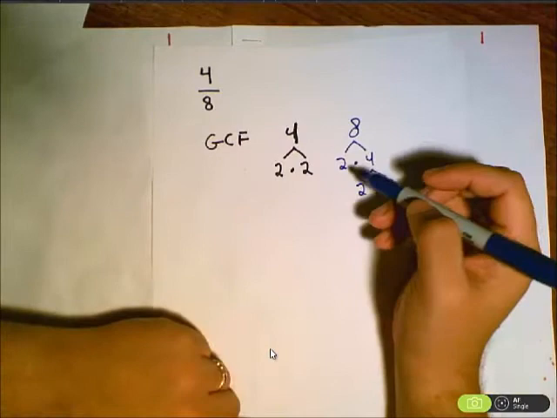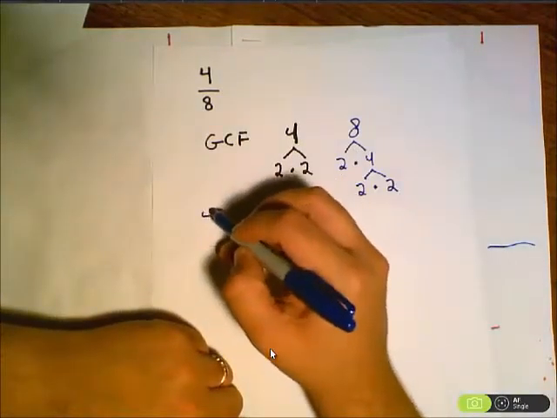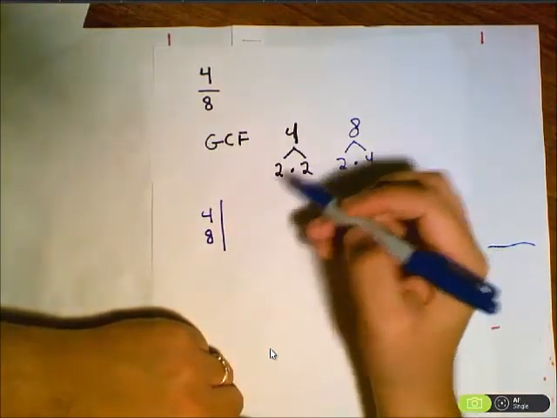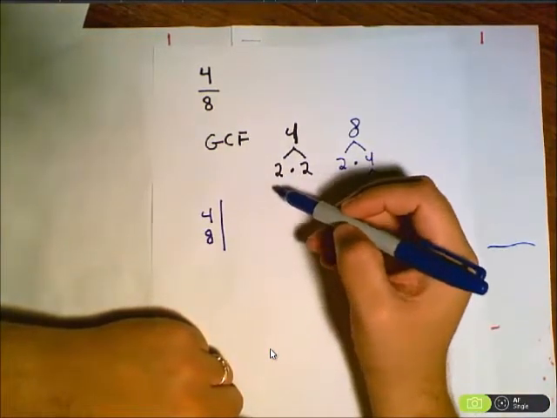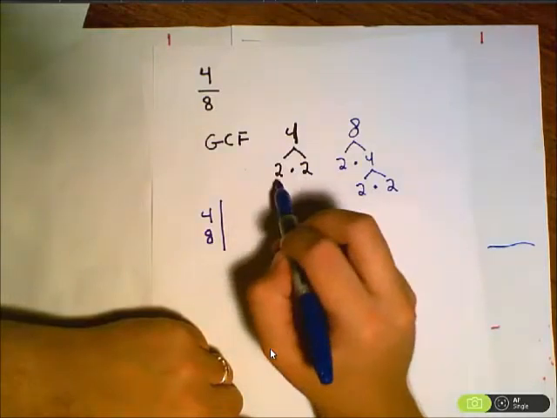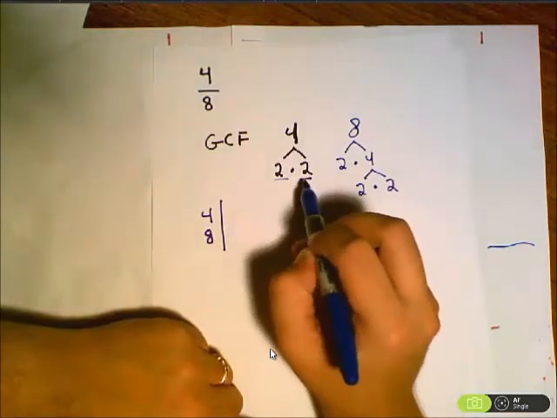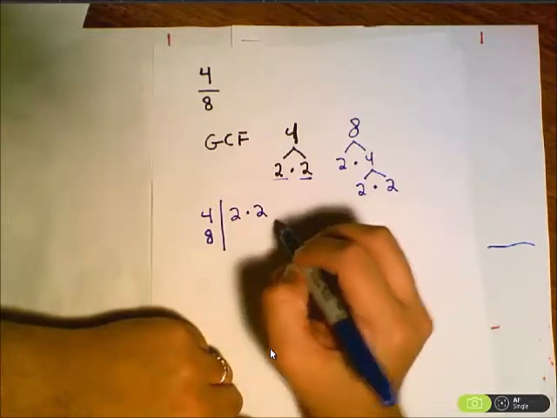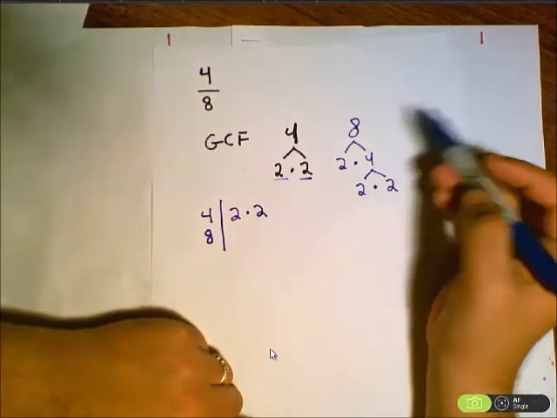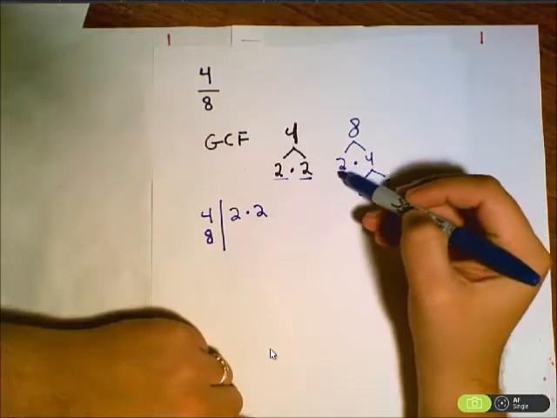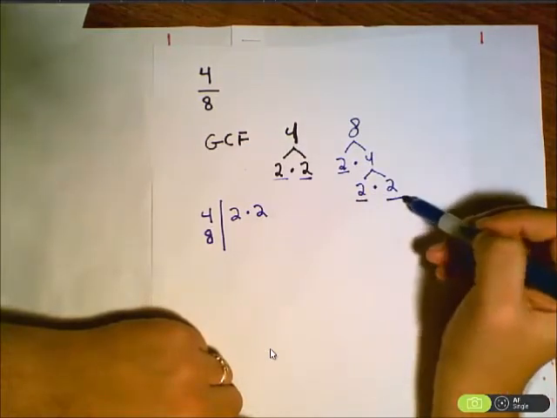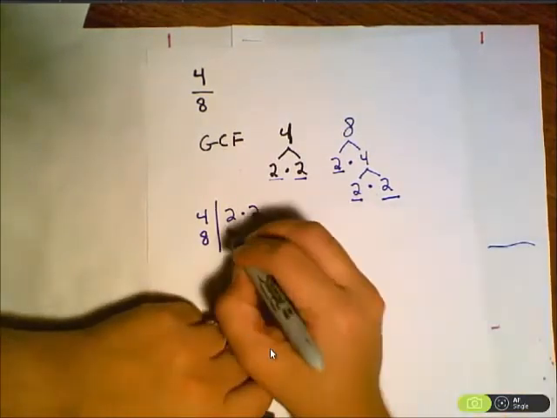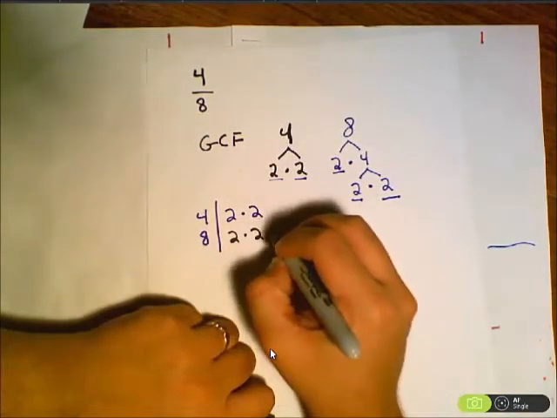Now what I like to do is write my composite numbers off to the side, with a little line there separating it. And I like to write the prime factorization of the number next to it. So in other words, 2 times 2 is the prime factorization of 4, so I will write 2 times 2 here. The prime factorization of 8 is 2 times 2 times 2. So I'll write that here. 2 times 2 times 2.